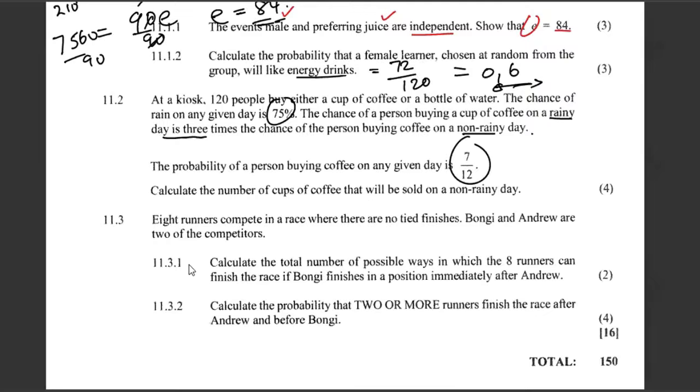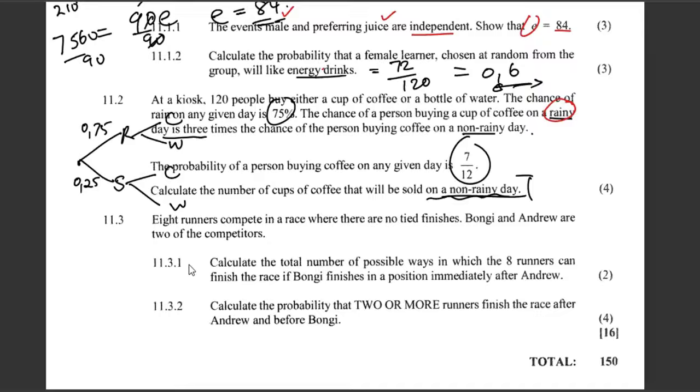So calculate the number of cups that will be sold on a non-rainy day. So this would be something like rainy and then maybe shiny. Somebody can buy coffee or you can buy water, coffee or water. So the chance of rain is 0.75. The chance here will be 0.25. Now they told us that the chance of a person buying coffee on a rainy day is 3 times. So if this is X, then this must be 3X.